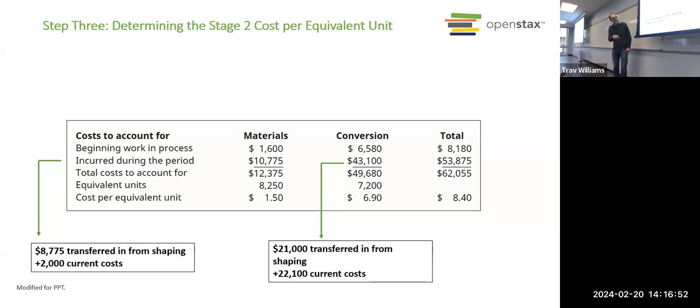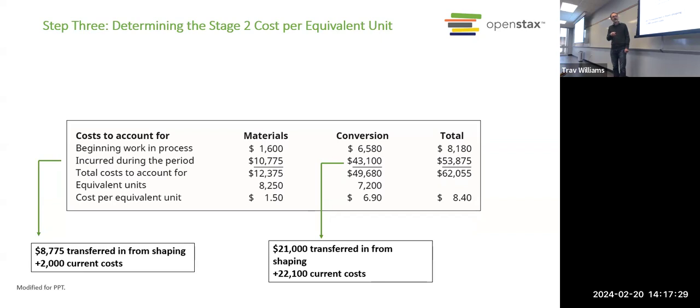Same thing with conversion. There were $21,000 of conversion costs that got transferred in with that batch that came in from the shaping department, but this department is adding its own conversion costs, right? Its own labor and overhead. So if we take the beginning costs for whatever was in process at the beginning of the period, add what got transferred in and the costs from within the department, we get our total costs.